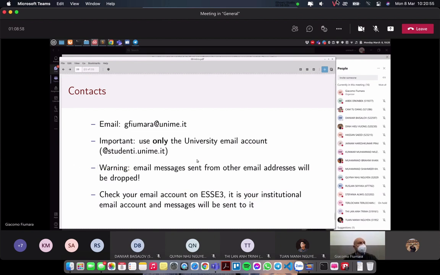When you write to me using email, use only the university email account, which should be something at studenti.unime.it. Do not use other emails, because identity is not official as if from a university email. I cannot give you some kind of confidential information. Okay, so I use only the university email.